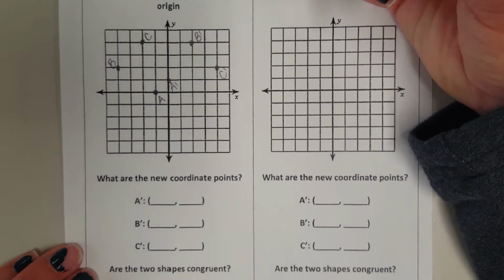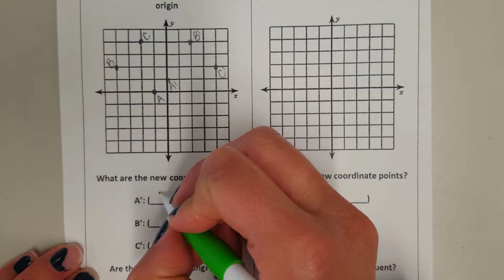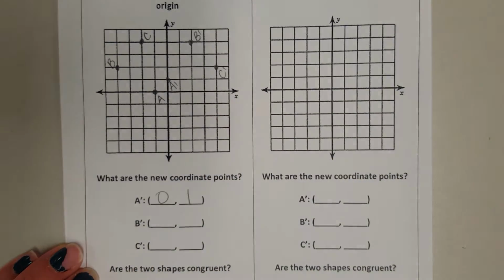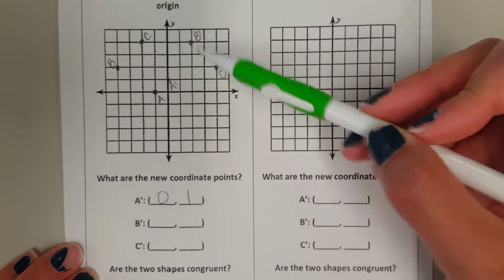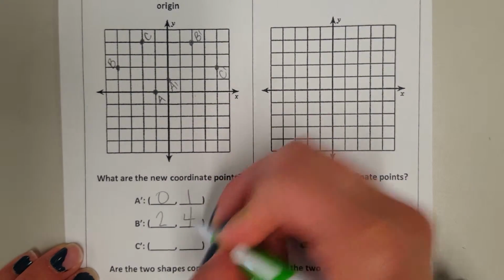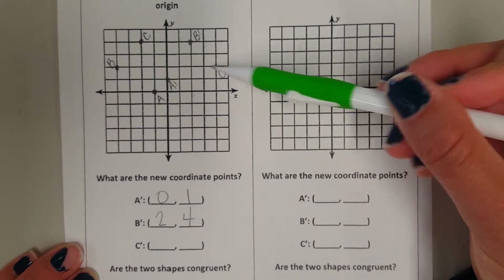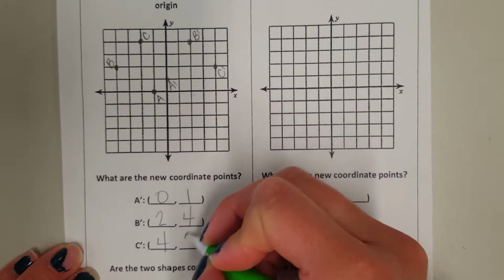So what are the new coordinates? A is no longer on the x-axis, it's now on the y-axis, so it's at 0, 1. B is no longer in quadrant 2, it's in quadrant 1, so it's now at 2, 4. And C prime is no longer in quadrant 2, it's also in quadrant 1, and it's 4, 2.